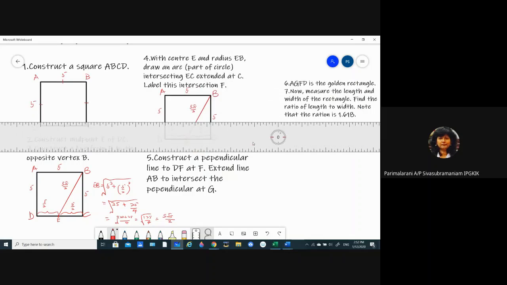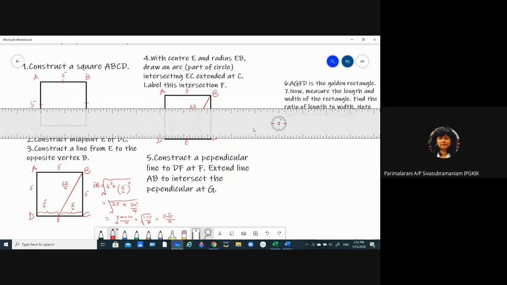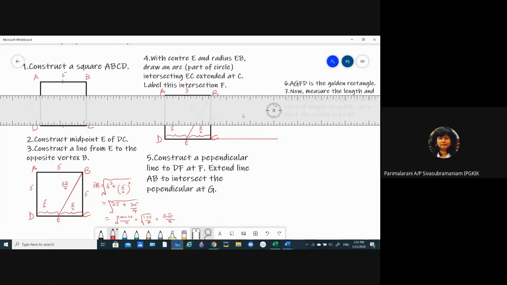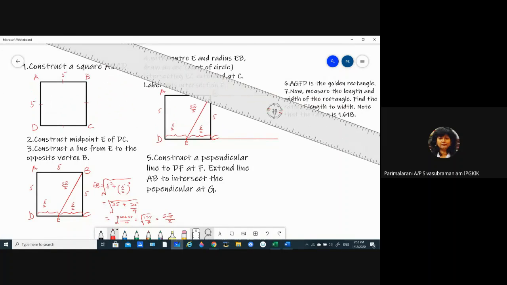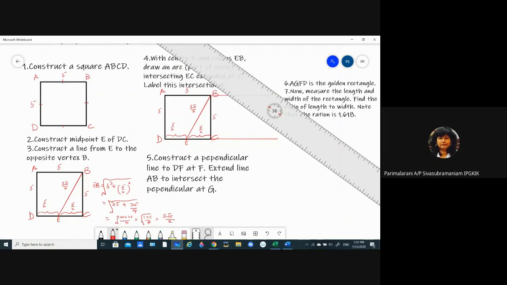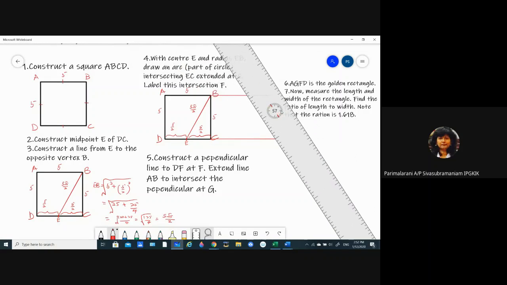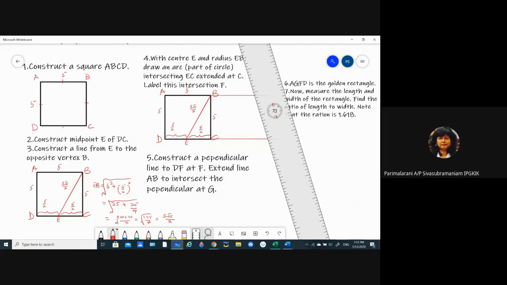Okay, so I'm going to extend this line DC. Okay, this line DC, I'm going to extend it, make it longer. Okay, and this line AB up here also extend it, make it longer. Okay, so now we know that the length of EB is 5 root 5 over 2.